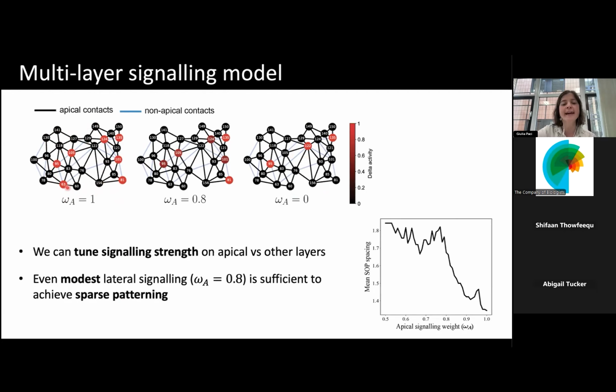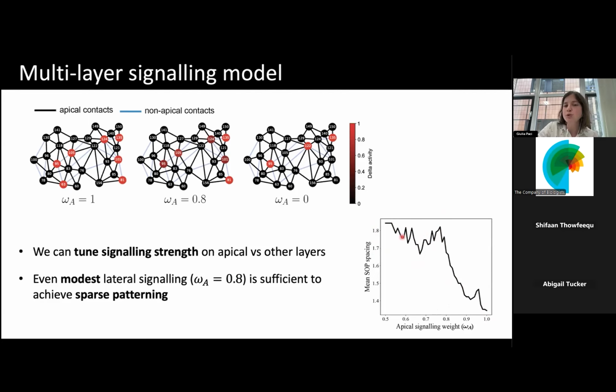From that, we can then attune the signaling strength. What we found is that as long as we have at least 20% contribution from the lateral surfaces, that is sufficient for the model to predict a switch from salt and pepper spacing to more sparse patterning. So that has been quite a valuable tool to explore the role of these 3D cell-cell contacts and understand what the requirements are to get sparse patterning.